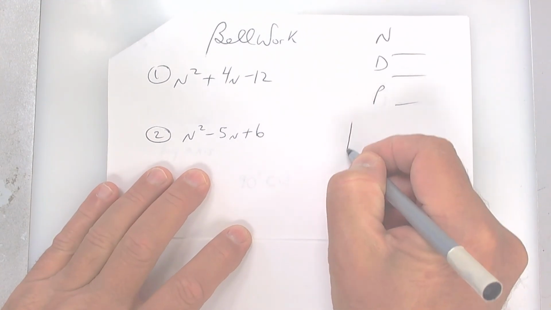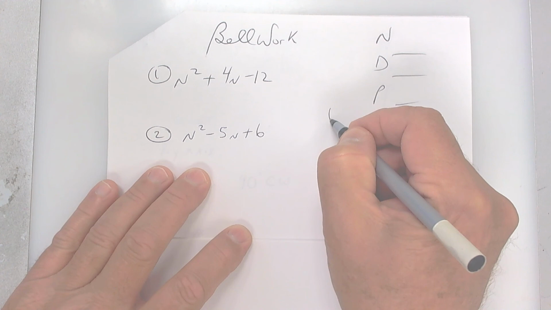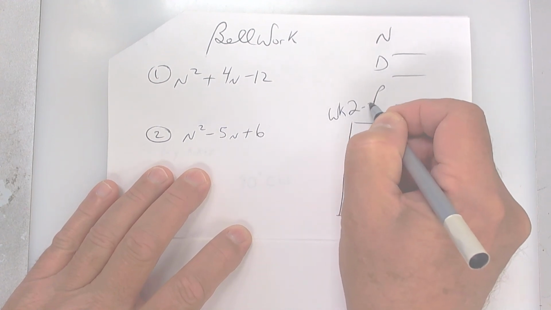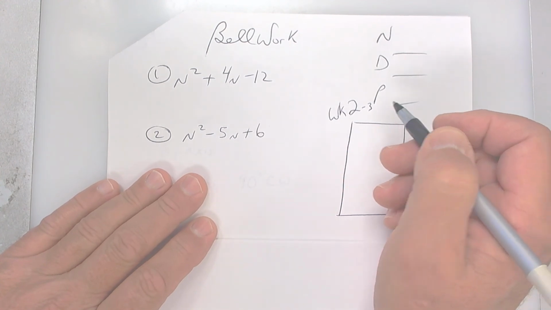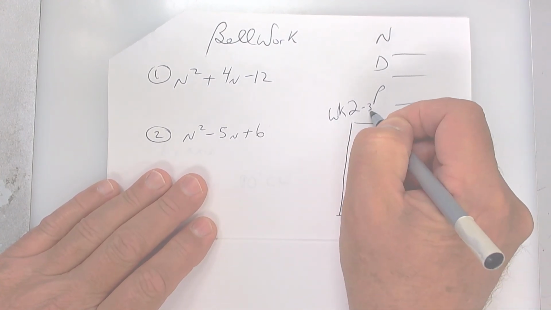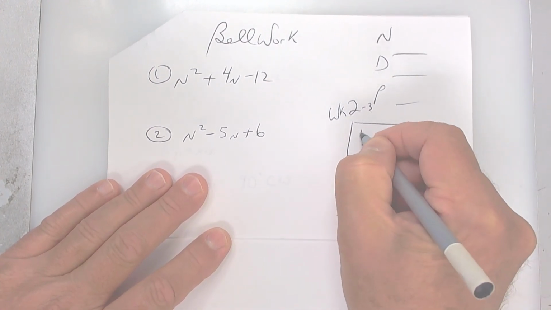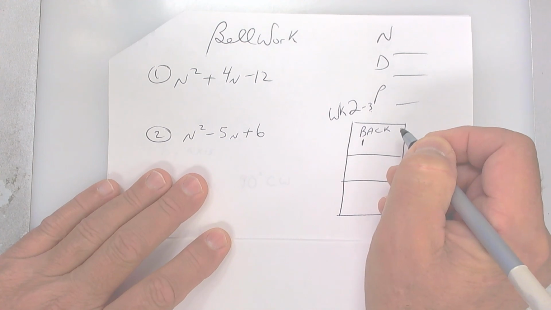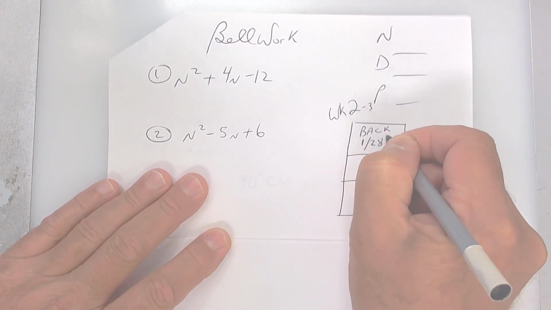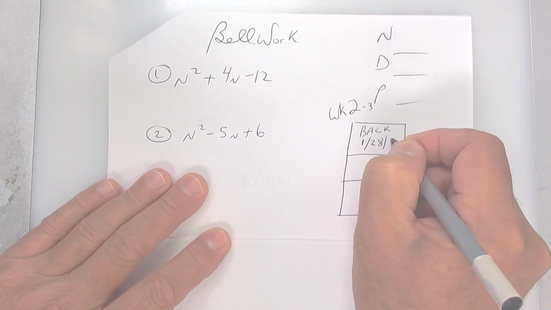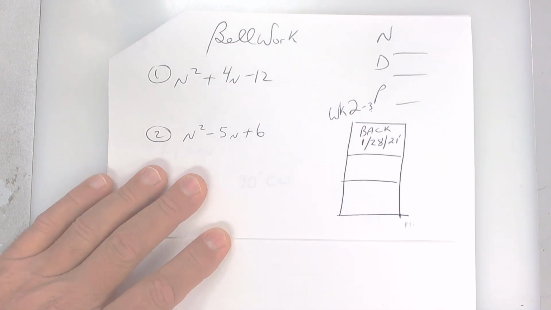Okay, so if you look here, at the very top of your page, you should have week 2-3. That is the second week of the third marking period. And by the way, again, it should be right here on the back. So make sure you turn your paper over. And today is the 28th of the year 21.